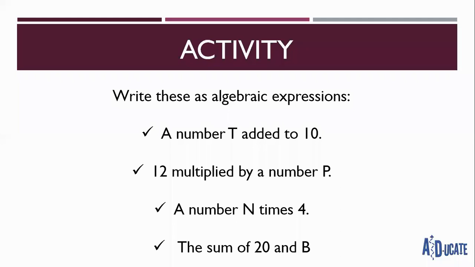A number t added to 10. 12 multiplied by a number p. A number n times 4. And the sum of 20 and b. Write these as algebraic expressions.